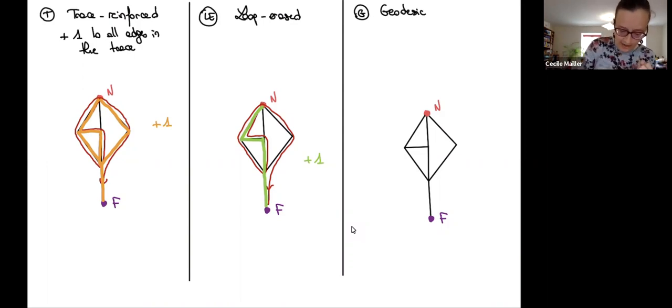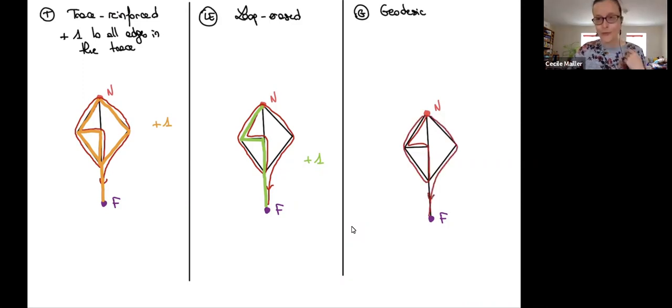Great. In the last model, which as far as I know hasn't been considered in the biology literature, but is quite natural if you're a mathematician, is the geodesic model. So again, I'm going to take exactly the same example. So let's say the ant has done this trajectory.